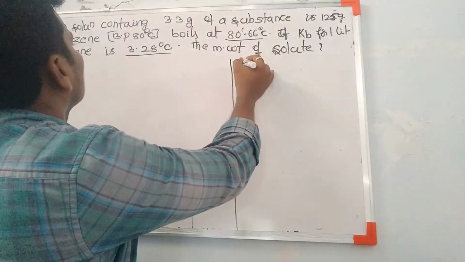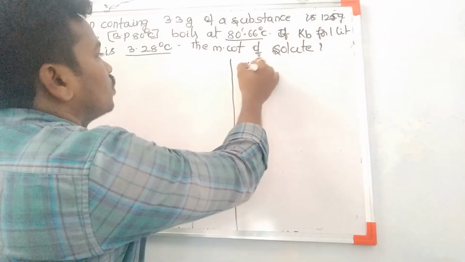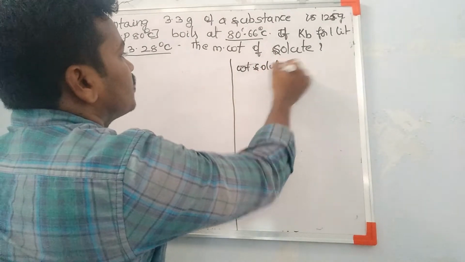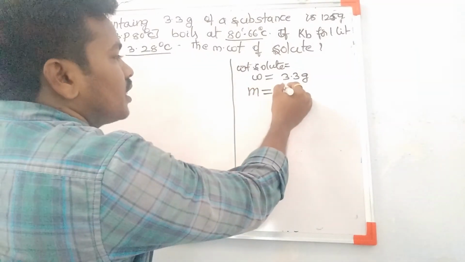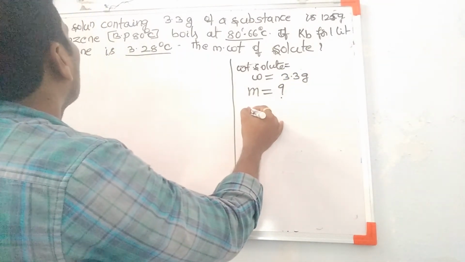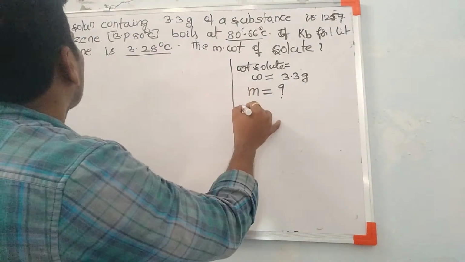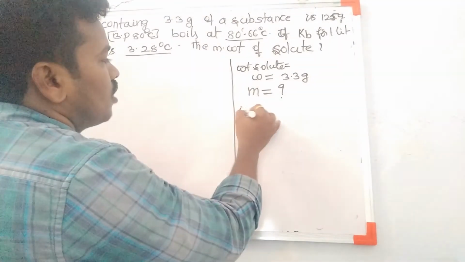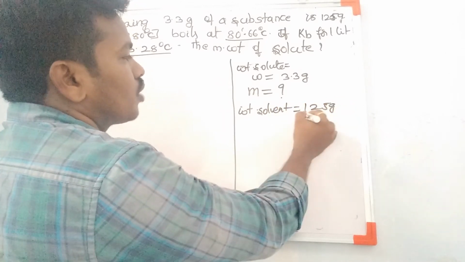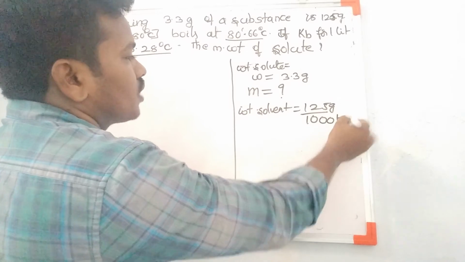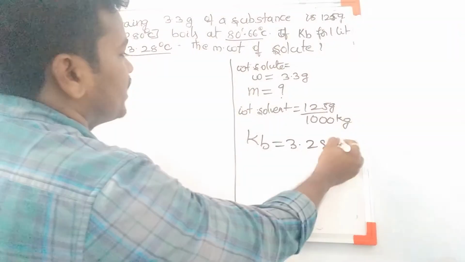So what have they given? The weight of the solute W is 3.3 grams. Molecular weight we have to calculate. The weight of the solvent, the benzene, is 125 grams. We have to convert it into kg. Kb they have given is 3.28 degree Celsius.